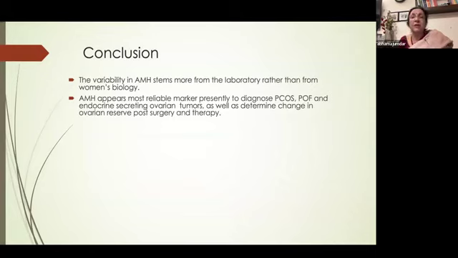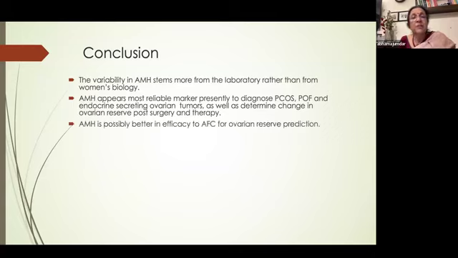And to conclude, from the women's biology, AMH appears the most reliable marker presently to diagnose PCOS, POI or POF, and endocrine secreting ovarian tumors, as well as determine change in ovarian reserve post-surgery and post-chemotherapy. AMH is possibly better in efficacy than AFC for ovarian reserve prediction because its secretion also stems from secondary follicles which have not developed an antrum and cannot be seen by ultrasound.